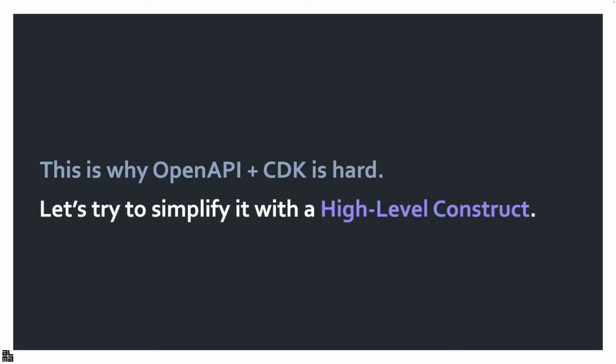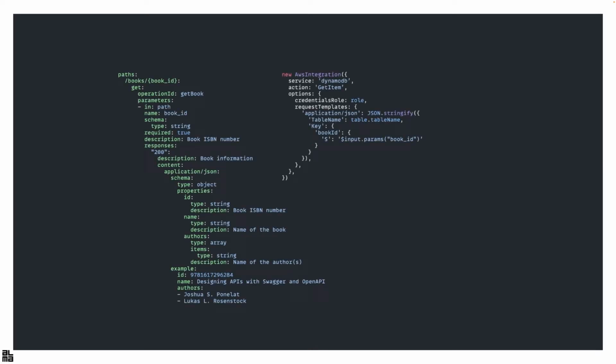So let's try if we can simplify that with a high-level construct, because CDK is all about constructs and you can create your own. What I'd really like to see is something like this: the OpenAPI definition is clean and simple and doesn't contain any hard-coded values, and it doesn't even contain any Amazon API Gateway extensions. So it's just the pure default OpenAPI definition. But then for API Gateway integrations, I want to use CDK and write those integrations in type-safe CDK code. So I would like to get the best of both worlds.